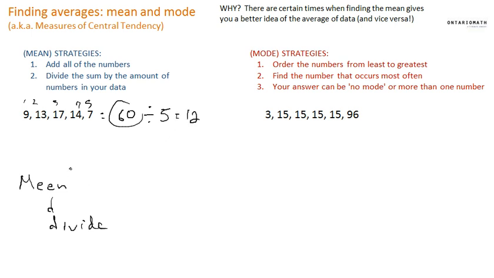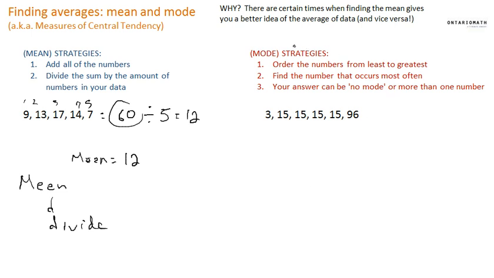So the mean equals 12. Again, we add up all the numbers, which gave us 60, and then we divided it by 5. Why? Because there are 1, 2, 3, 4, 5 numbers in our data, and that gives us the average, the mean.